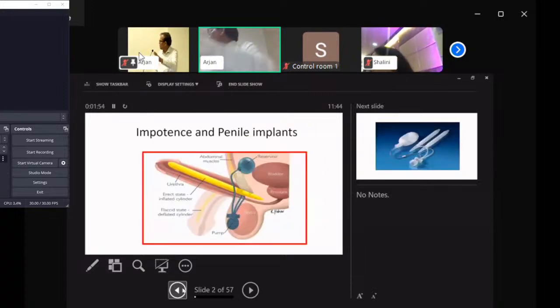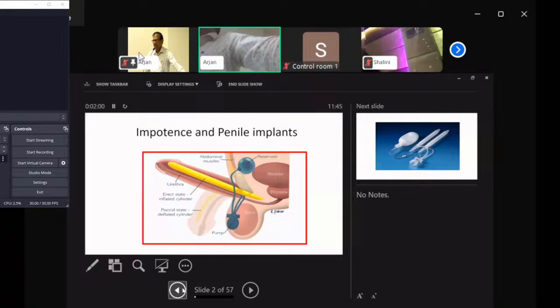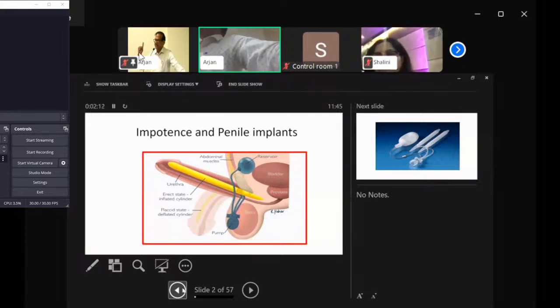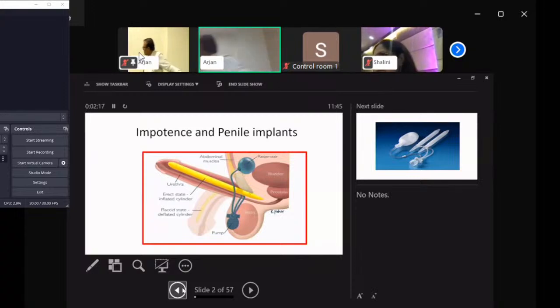This is the device which is made by an American company. See, this device is very complicated and costs 10 lakh rupees. So 99.9% of the Indian population which is suffering from impotence cannot afford this device. And again, surgery is massive. You have to do 3 surgeries for placing all these devices. You can see this is the reservoir, this is the pump, and this is the tube.